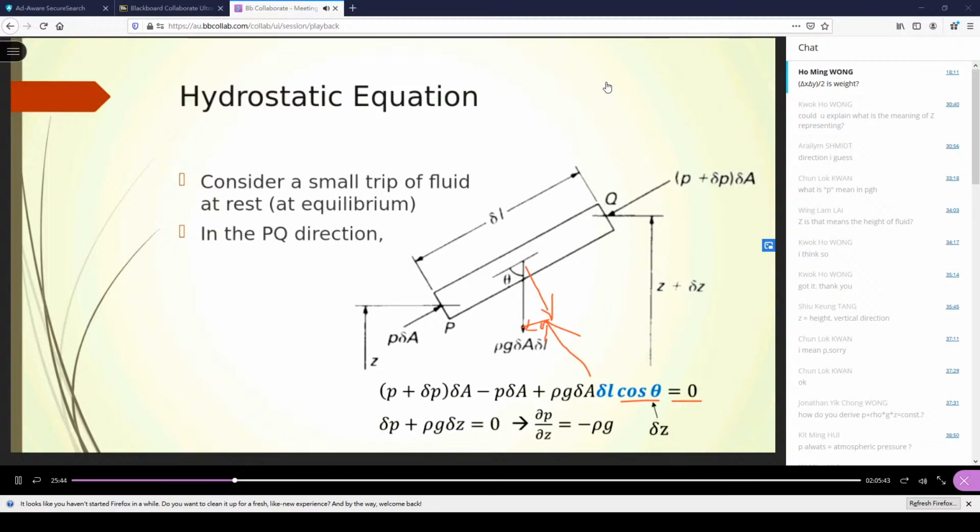So now we are taking out terms. Delta A is the same, so we can take away delta A, and then we have delta P times delta A. So the P times delta A component can be removed. And then delta L cosine theta is delta Z. This is delta Z.